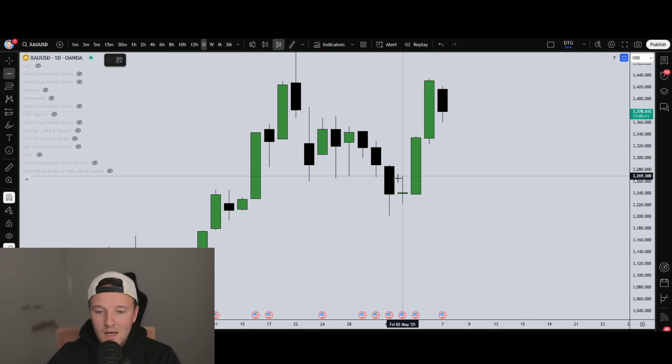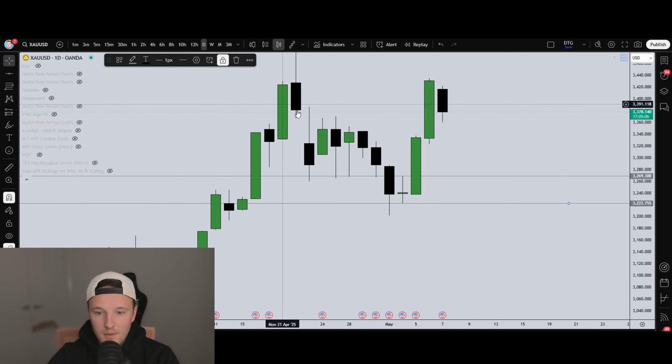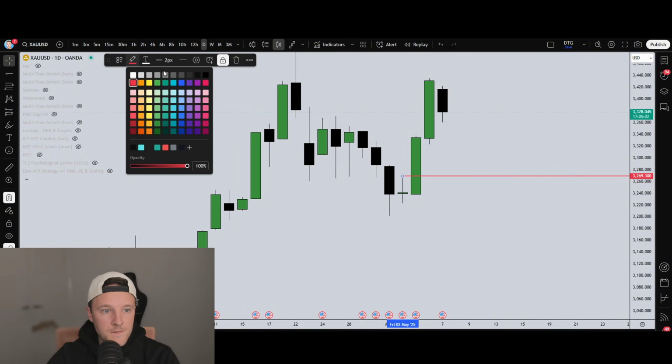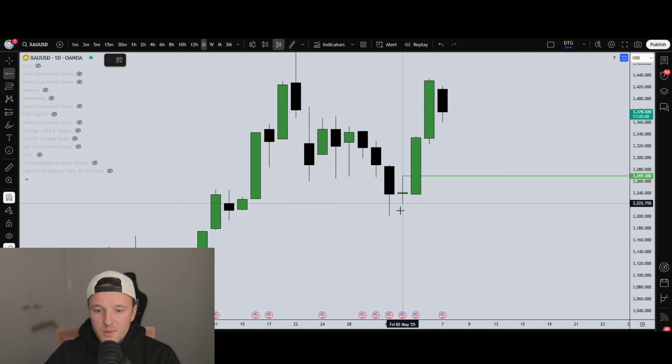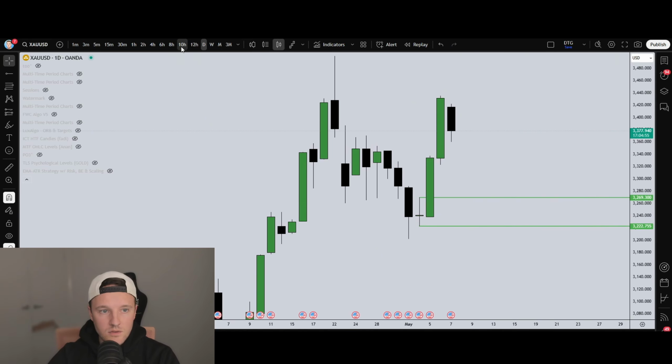And first of all, I'm going to mark down the highs and the lows of that inside bar candle, so we have it on the chart. Let me actually just mark it out like this so we can see exactly where it started, exactly where the highs were and exactly where the lows were, right?